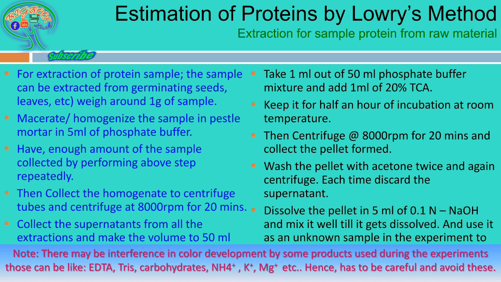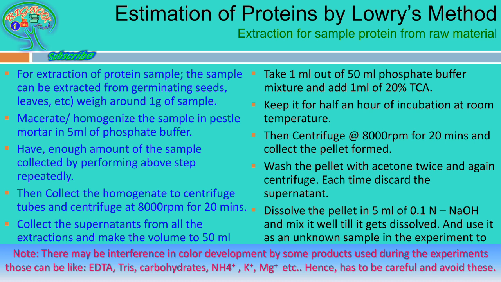Now further is the note. There may be interference in color development by some products in the experiment. Those can be EDTA, trace carbohydrate, NH4+, K+ (potassium), magnesium, etc. Hence one has to be careful and avoid this. As I have spoken earlier, these chemicals, if they are at high concentrations, may act as interferers and cause the experiment not to reach its sensitivity or specificity.